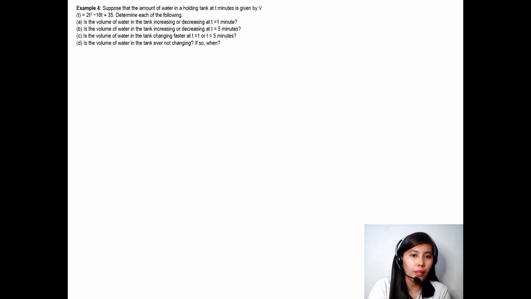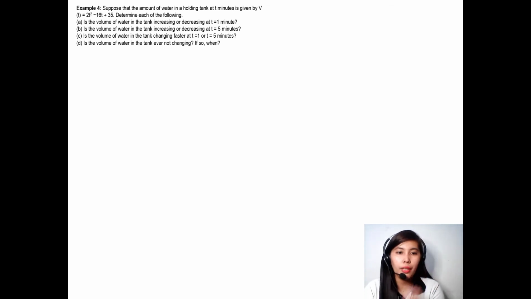So we have here given 2t squared minus 16t plus 35, just the same as what we solved a while ago in our example number 1. As you can remember, the derivative of this one, 2t squared minus 16t plus 35, is 4t minus 16.